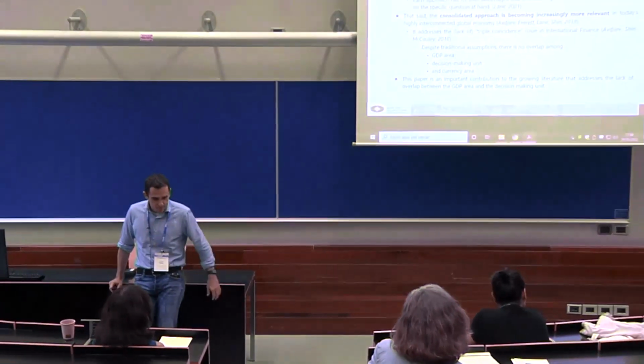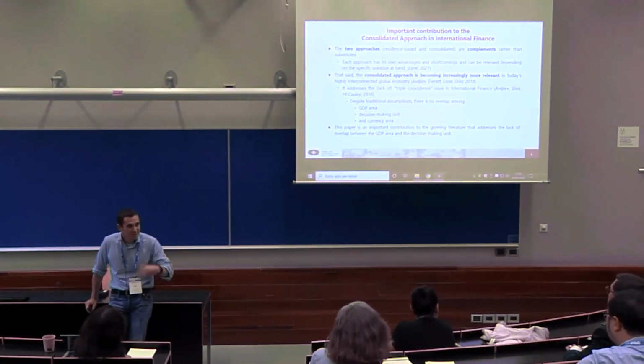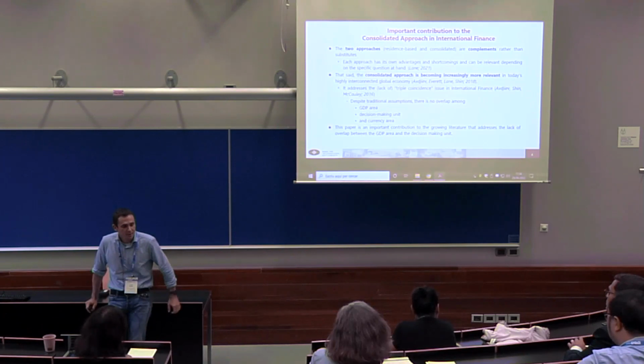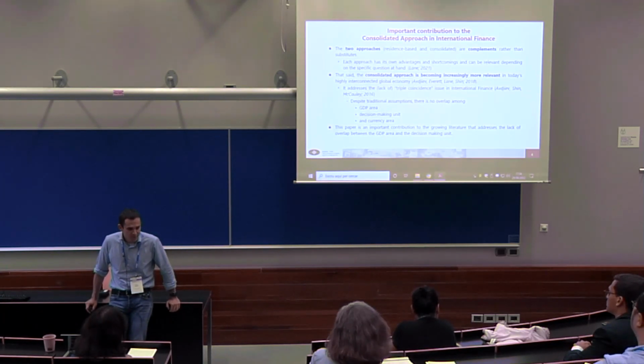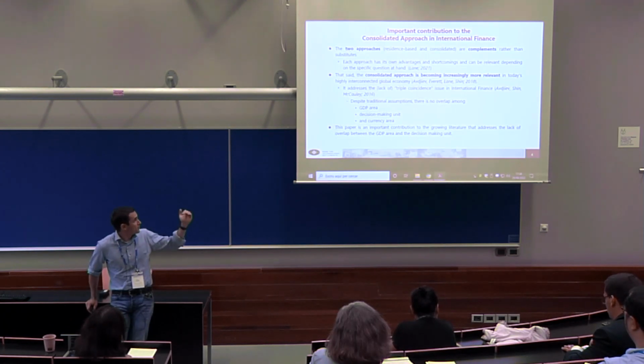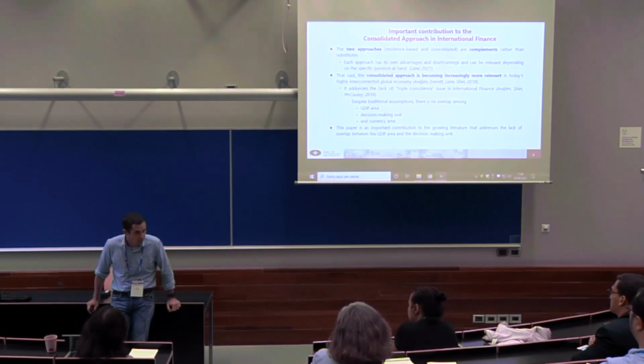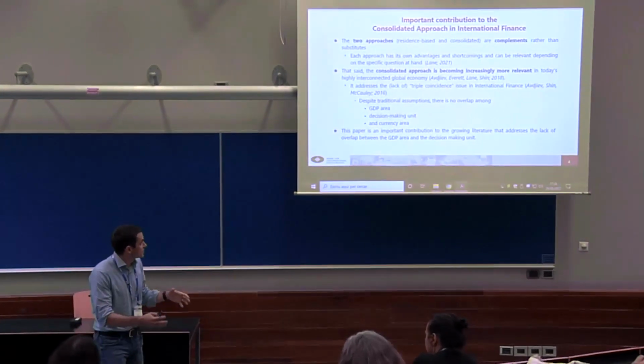This paper, the way I think of it, contributes to the literature that tries to address this lack of a triple coincidence. It's an issue because a lot of work has assumed a triple coincidence among the GDP area, the decision-making unit, and the currency area. This paper contributes to the literature that tries to distinguish between the first two, the GDP area and the decision-making unit.